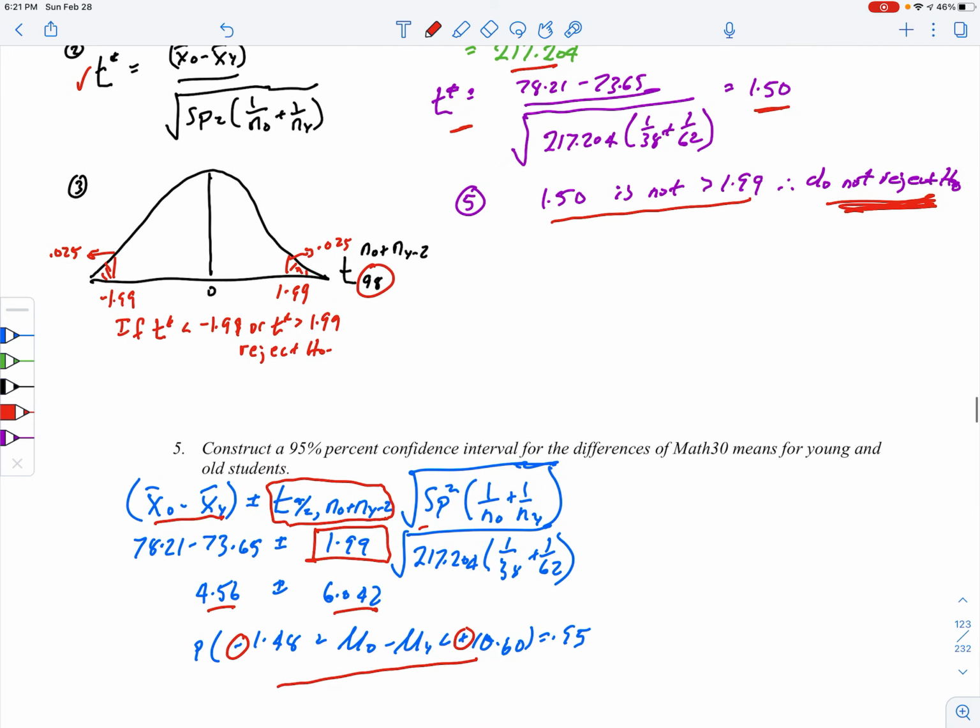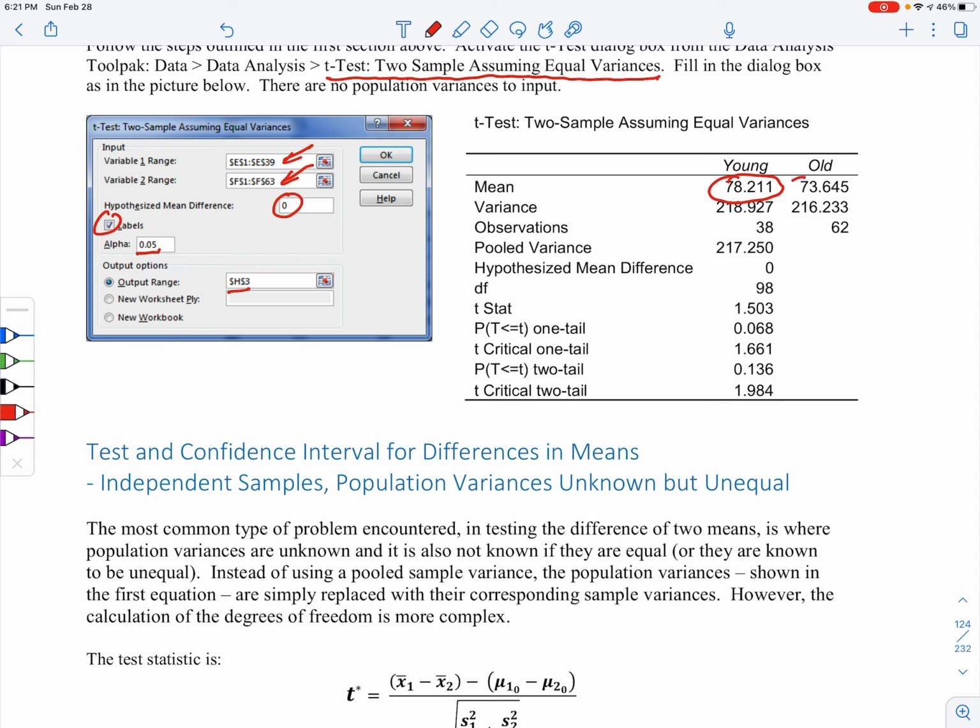Okay, back down here, continuing on, we hypothesize that the mean difference is 0. So we'll always have a 0 there. Tell it that you've got labels, choose your alpha, and then your output. So this is what we get. There's our sample mean for the young, sample mean for the old, talking about math 30 marks. The variances, of course, are s squared. Here are your n's. Here's that pooled variance, the Sp squared.